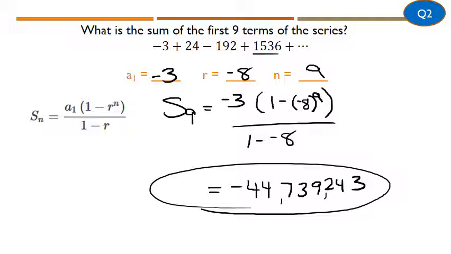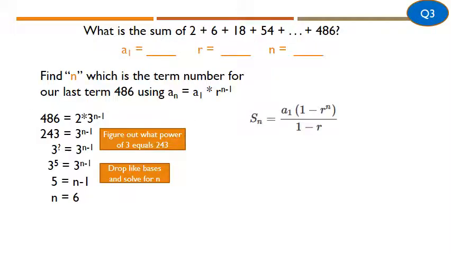Let's look at question 3. In question 3, we need to find our a sub 1, which is 2. The r is the number that you're multiplying by. It looks like we're multiplying by 3, and then n. Now, we don't exactly know how many numbers are in that dot, dot, dot. So we have to solve for that n. To solve for it, we're going to use our a sub n formula. We need to find the n, so use this a sub n formula right here.